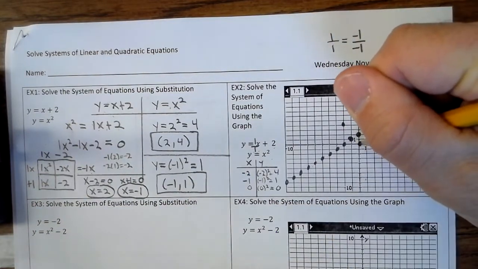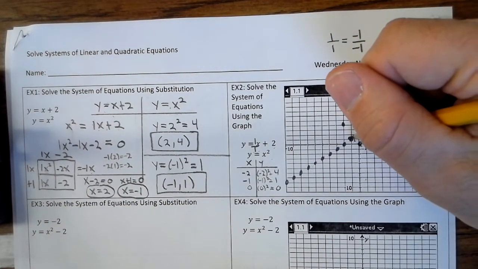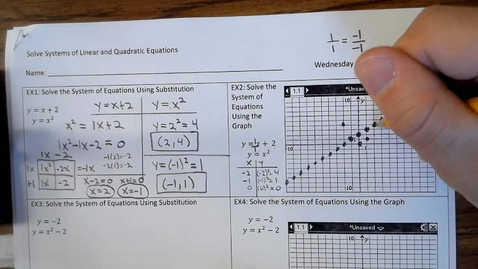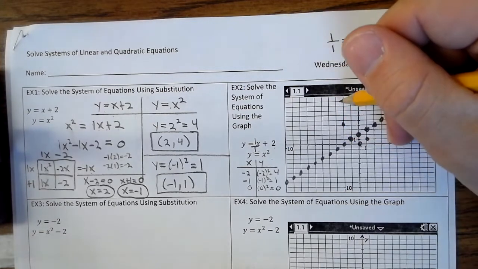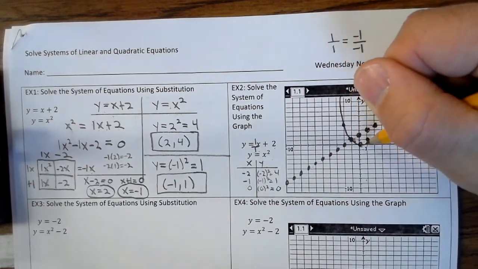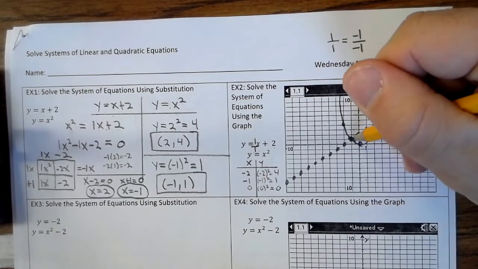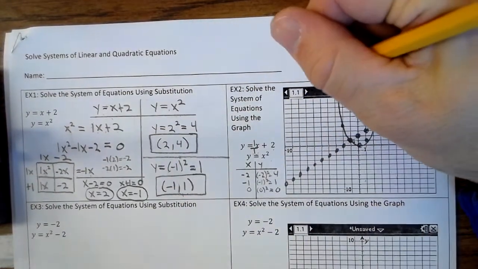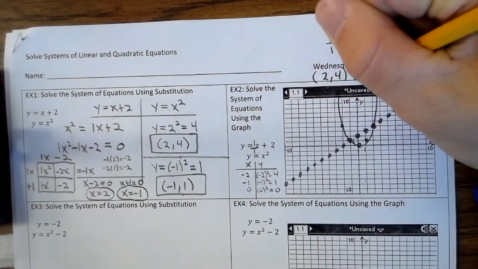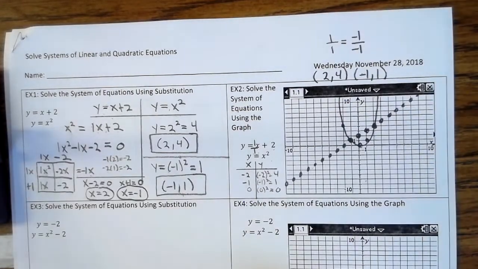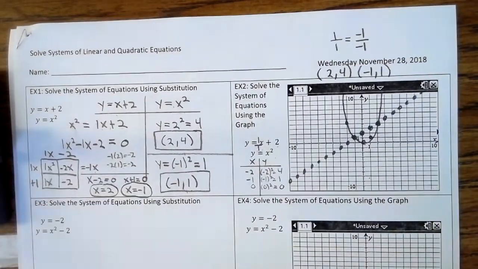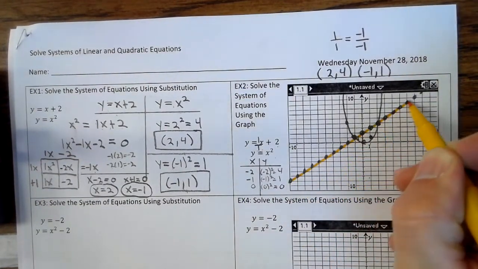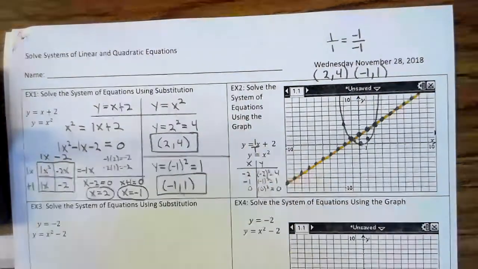0, 0. Now we know it's symmetric, so we know that negative 1, 1 is symmetric to 1, 1, and negative 2, 4 is symmetric to 2, 4. There's our other solution. So there's our intersection, and there's our intersection, which verifies these two solutions. So our solutions are 2, 4, and negative 1, 1. And I probably should have done these in different colors to see the difference. So let's do the first one in yellow and the second one in green.